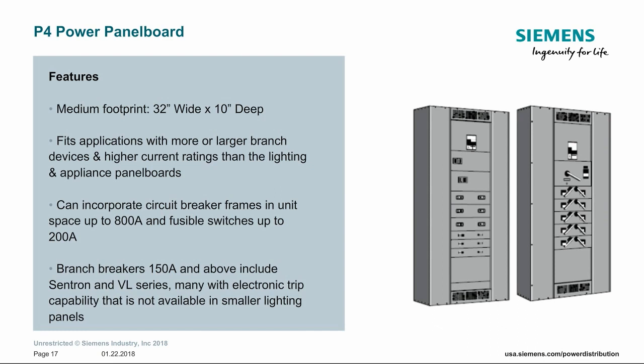Moving on to our branch breakers, 150 amps and above include Centron and VL series breakers, many with electronic trip capability that wasn't available in our smaller lighting panels. So moving on to these power panel boards, these have the widest variety of our branch breaker formats that we've seen so far.